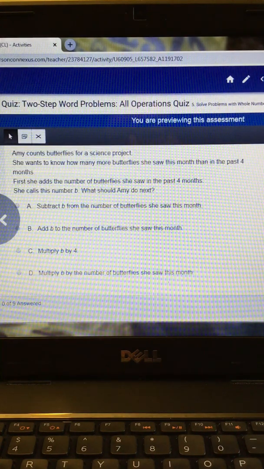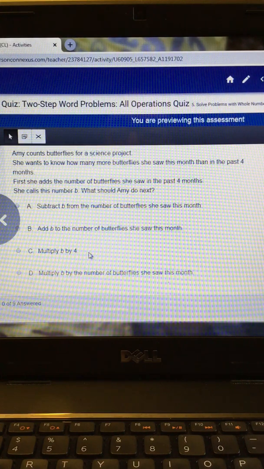Amy counts butterflies for a science project. She wants to know how many more butterflies she saw this month than in the past 4 months. First, she adds the number of butterflies she saw in the past 4 months. She calls this number B. What should Amy do next? Should she A, subtract B from the number of butterflies she saw this month, B, add B to the number of butterflies she saw this month, or C, multiply B by 4?